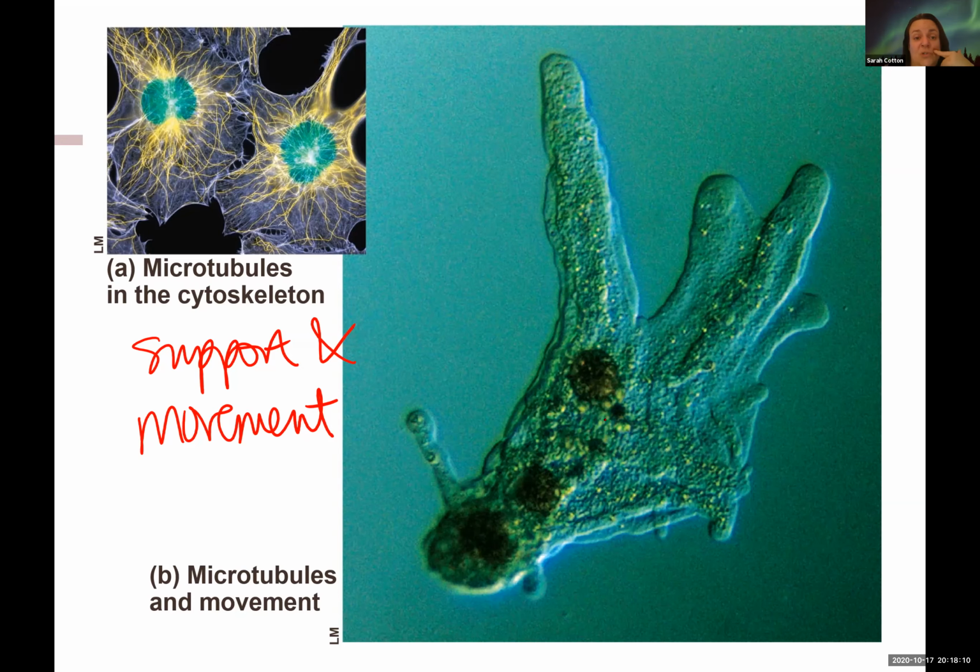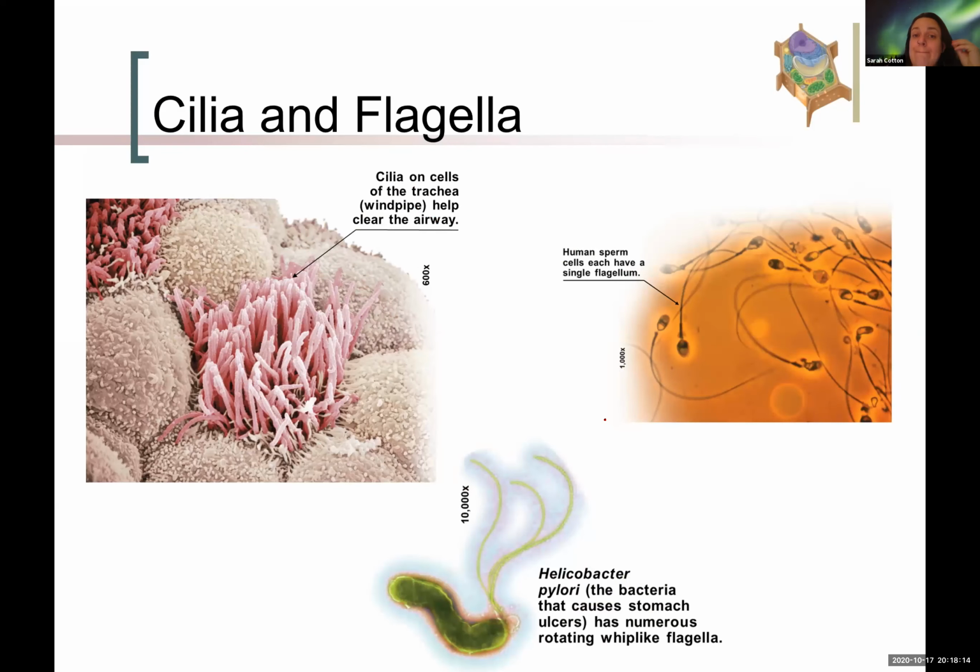It's responsible for support and movement. And many cells have extensions of the cytoskeleton called cilia and flagella. The difference between cilia and flagella primarily is that cilia are typically numerous and they're shorter. So they're like little short hairs that beat. They wave like this. And so sometimes they're responsible for moving a cell.